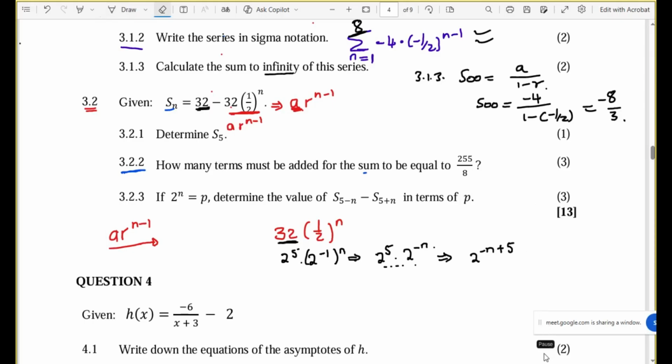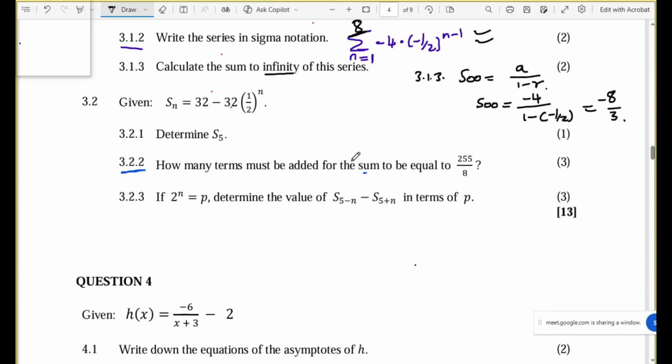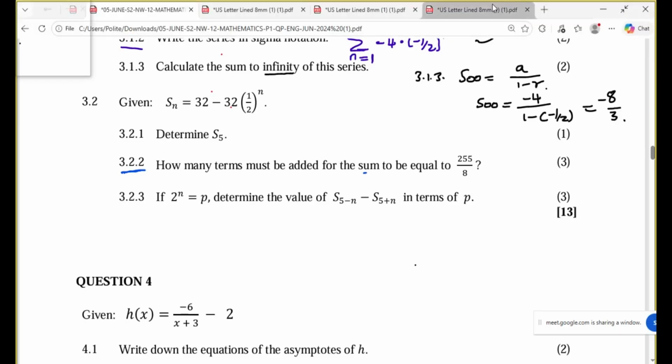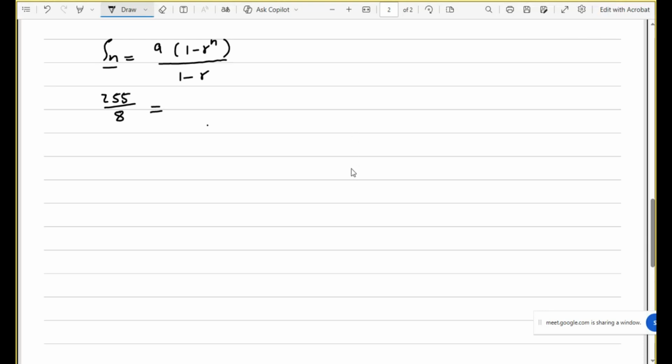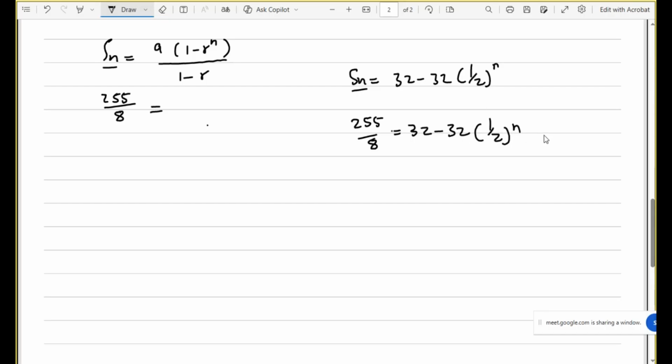Is that what you guys want us to try? Let me give you the benefit of the doubt. We are given that Sn is 32 minus 32 into 1 over 2 to the power n. You say we should substitute this as 255 over 8, and then 32 minus 32 into 1 over 2 to the power n, then we solve for n. Is that what you are saying?